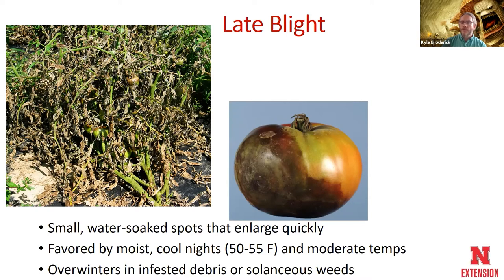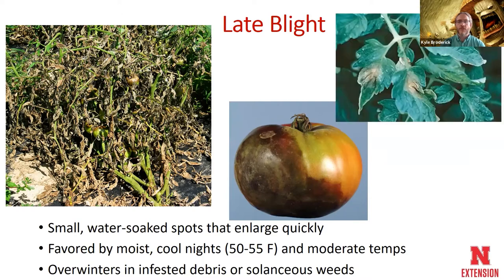One thing you'll want to be looking for with late blight are small water-soaked spots, and they will very quickly enlarge. This disease can take out perfectly healthy, full-grown tomato plants within a couple of days. So really not something we want to mess around with. And here we have a close-up of some of the small water-soaked spots that we see on the leaves with late blight.